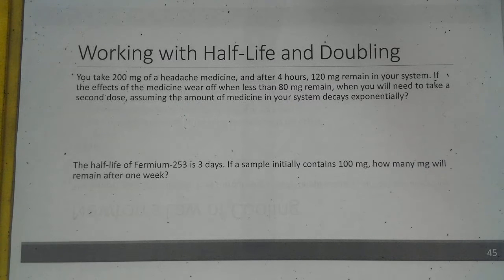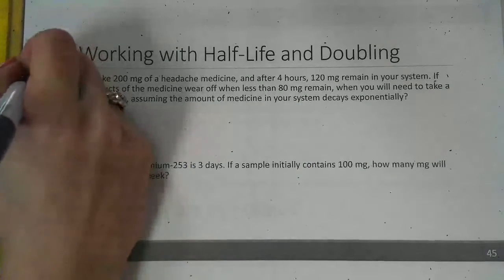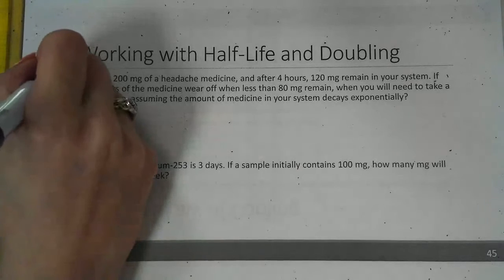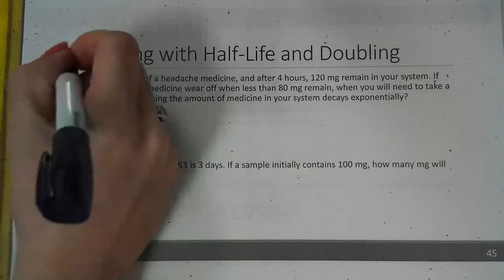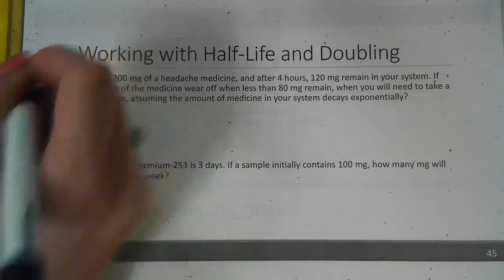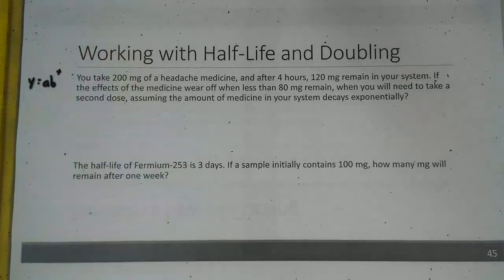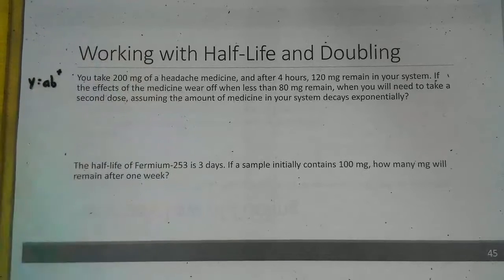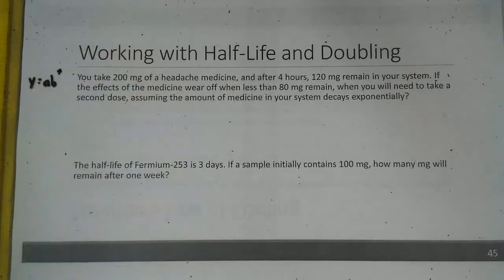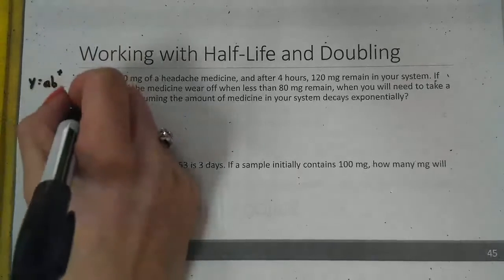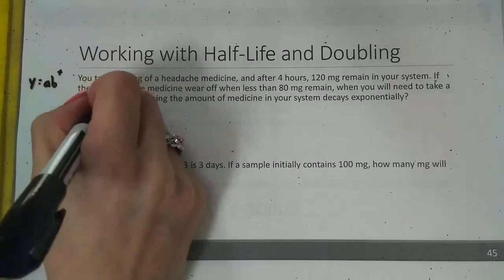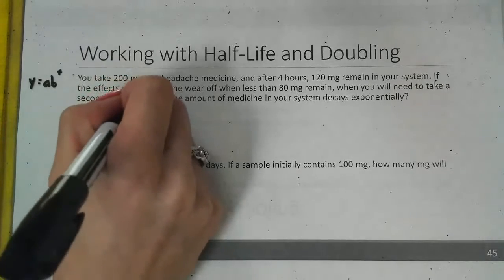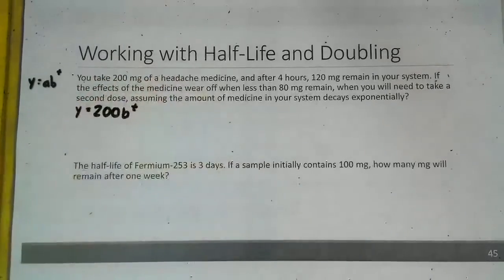Since we know that it's decaying exponentially, we are using an exponential equation, which generally we write in the form y equals ab to the x power, but since we're dealing with time, I'll use t. A means the amount that we're starting with. So we know that we're taking 200 to begin with, so we're going to be starting with y equals 200b to the t power.